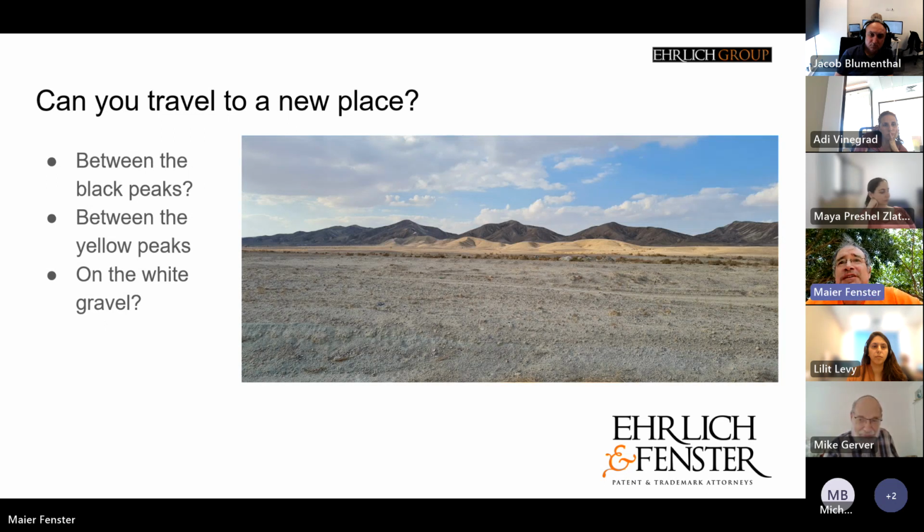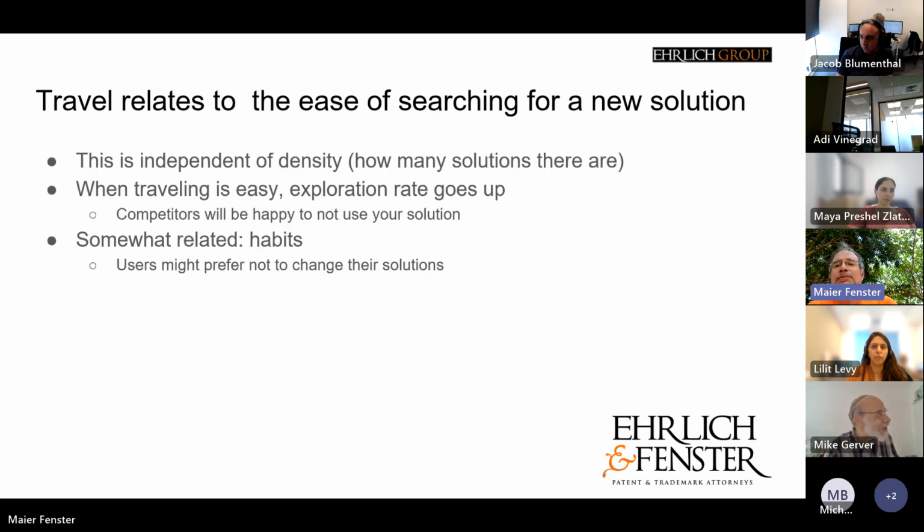I talked about the density, and now let's talk about how easy it is to get from one place to another. You can see here 3 different textures. In the background, you have the black peaks. Getting from one peak to another is a lot of work because they're high and far apart. In the foreground, you have the yellow peaks. It's much easier to get from one peak to another. But on the white gravel, it is really easy. You just walk and you get to another spot. And some technologies are like that too.